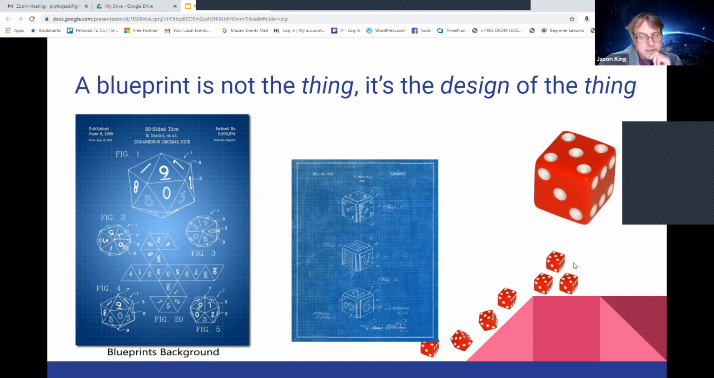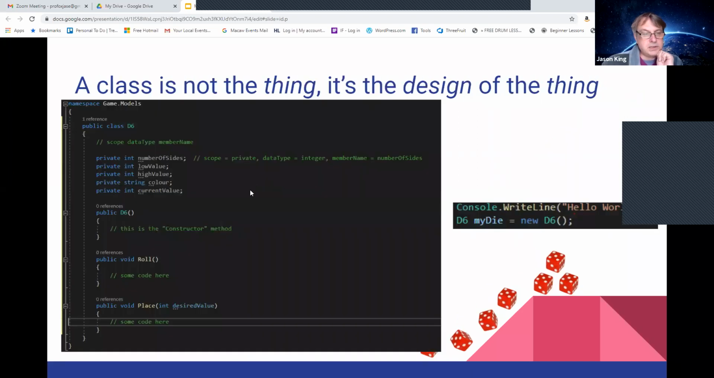So, Alex, we can see these are the blueprints. Clearly, the blueprint isn't the thing. It's the design of the thing. I don't think I need to labor that point too much, because I think you understand that. The blueprint isn't the thing, it's the design of the thing. And similarly, the class isn't the thing, it's the design of the thing. So here's the design of the thing, and here's the thing in action.